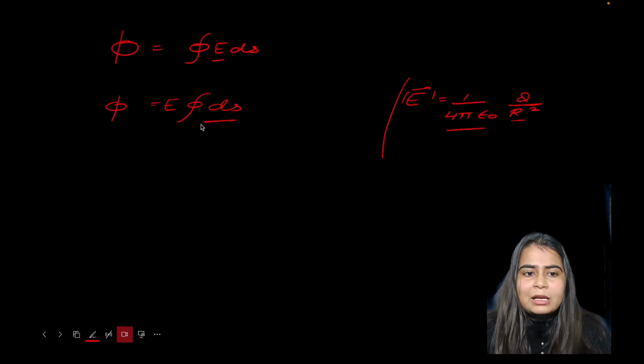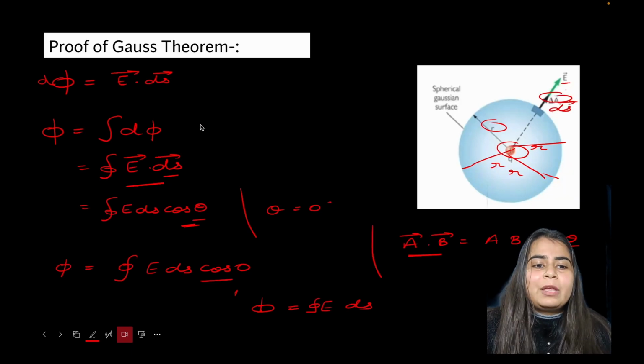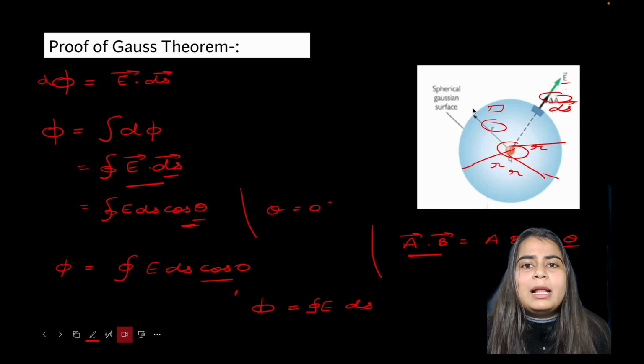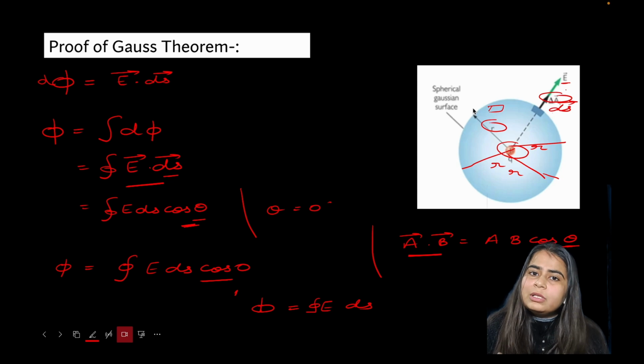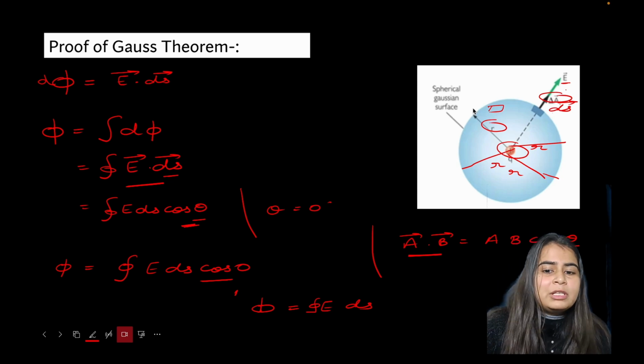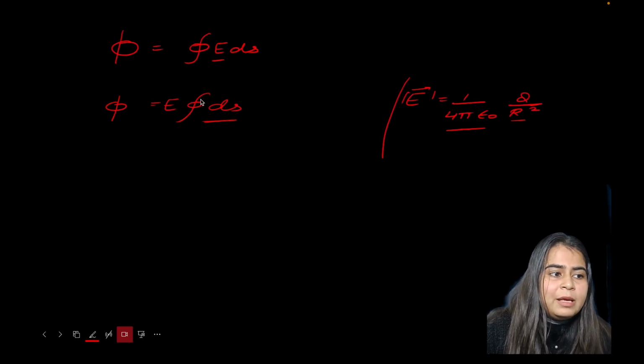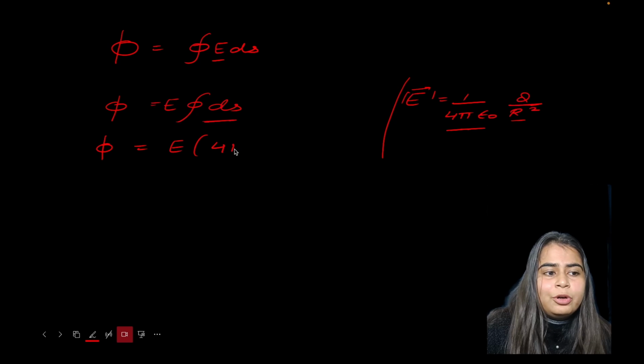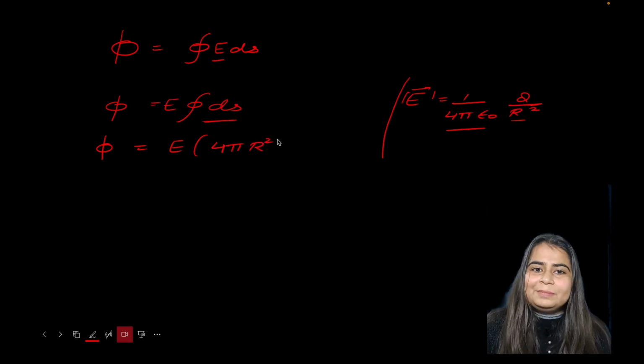And why is this? Again check. If I integrate, meaning if I combine all such small elements, I'll get the whole surface. And for such a small surface, this will be phi. This is equal to E, and what I can write here is 4 pi r square.